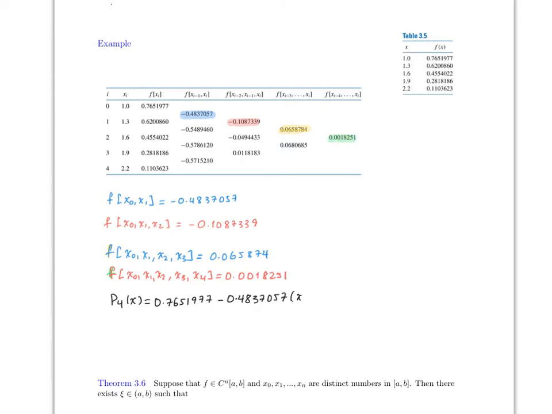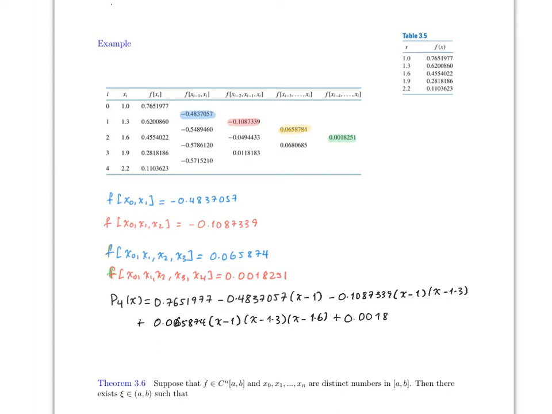And then now this will be x minus x0, which is 1, and then minus 0.1087339, and then it will be x minus x0 minus x1, and then plus 0.65874, but now this will be x minus x0 minus x1 minus x2, and so forth. So this is not the best looking polynomial, but it is what it is.